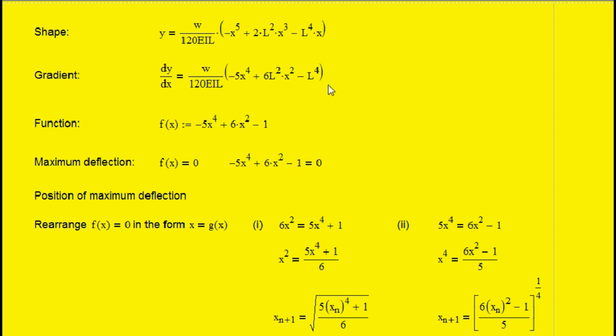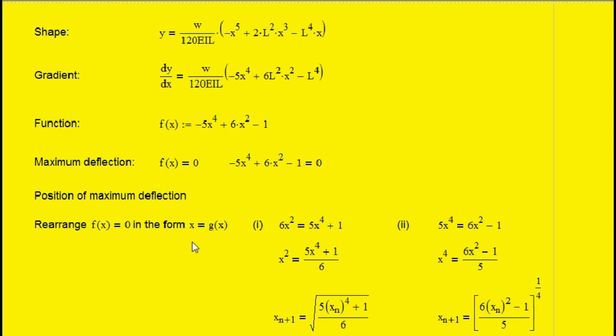The gradient is 0 when the term in parentheses is 0, so we construct the function f of x, shown here, and set this equal to 0. For our purposes we don't need to know the true values of the distances, so we set the beam length L to unity. In effect, this means we can interpret x as the fractional distance along the beam.